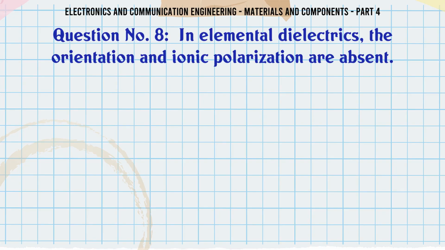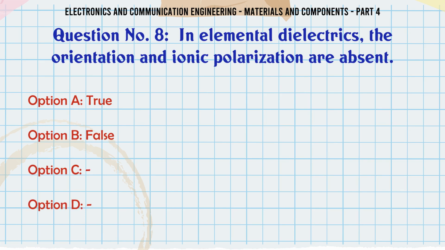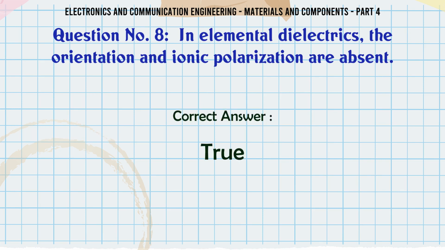In elemental dielectrics, the orientation and ionic polarization are absent. A. True. B. False. The correct answer is true.